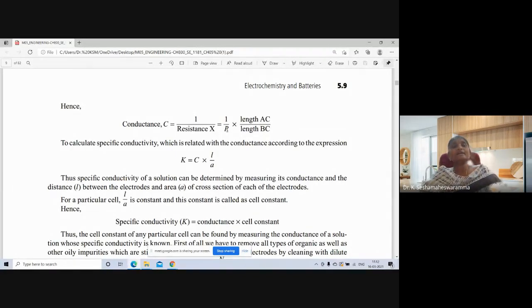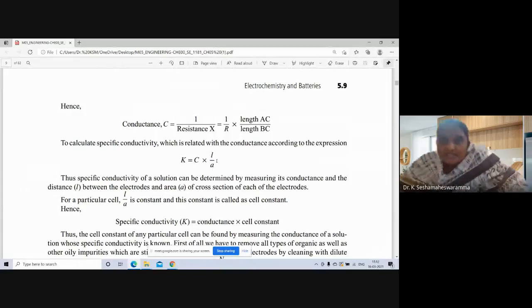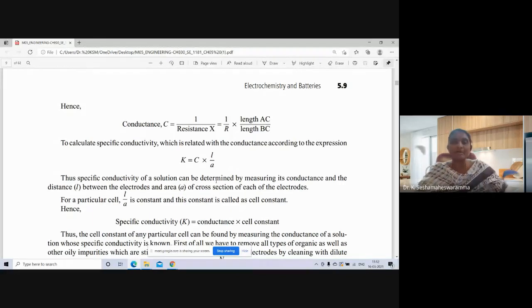So to calculate specific conductance, which is related with the conductance according to the expression K is equal to C into L by A. Thus, specific conductance of a solution can be determined by measuring its conductance and the distance L between the electrodes and area A of a cross section of each of the electrodes.